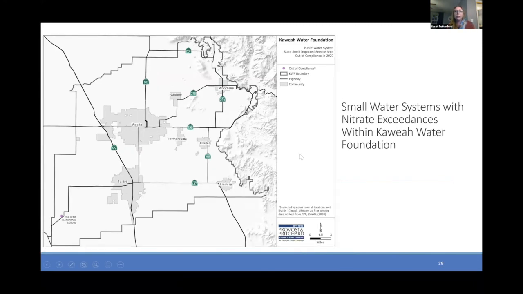I'm now on slide 29. This map illustrates small water systems with nitrate exceedances served at the tap within the Kauai Water Foundation. In this map, all of the other purple dots went away except for Joaquina Elementary School, where water served does not meet the drinking water standard.